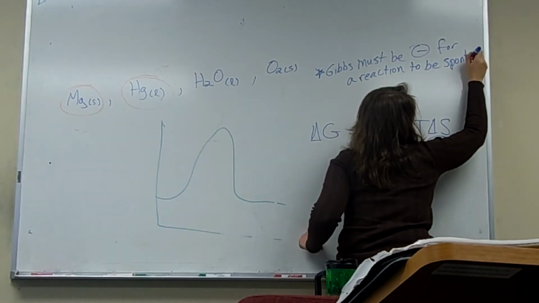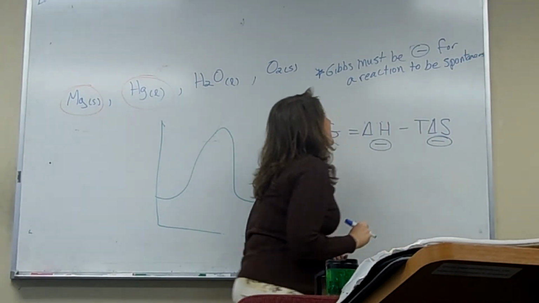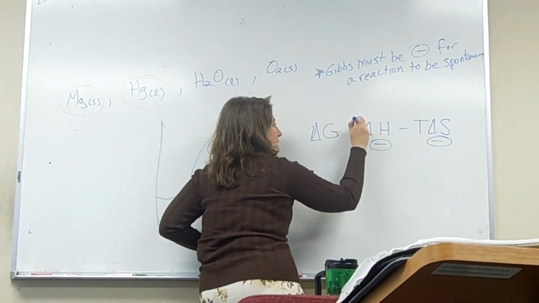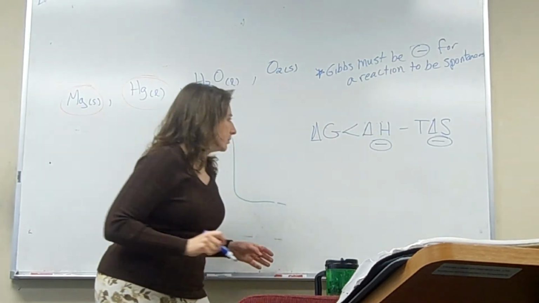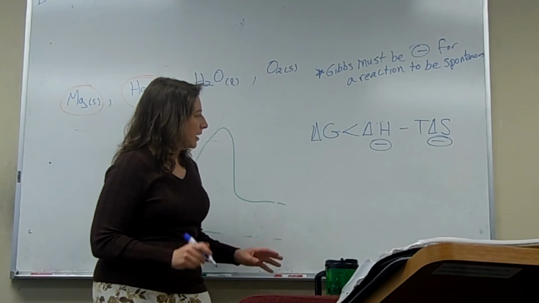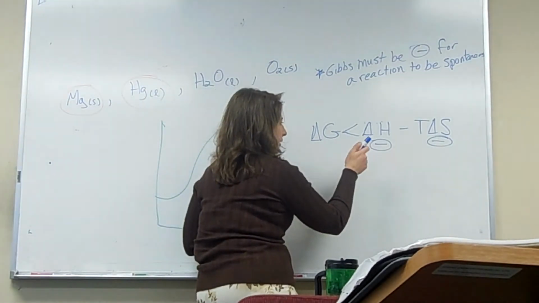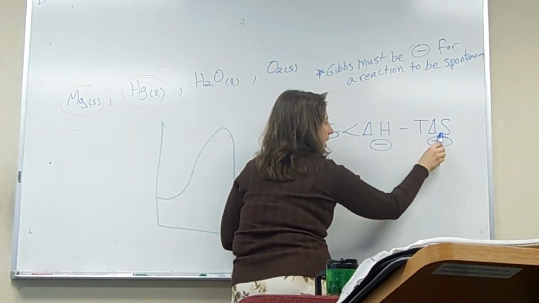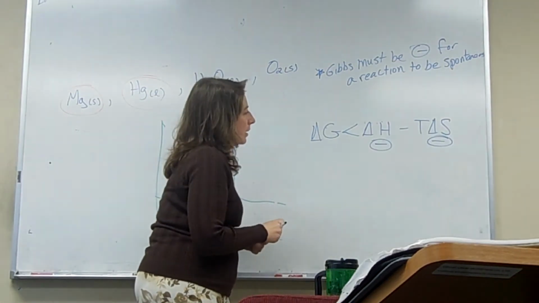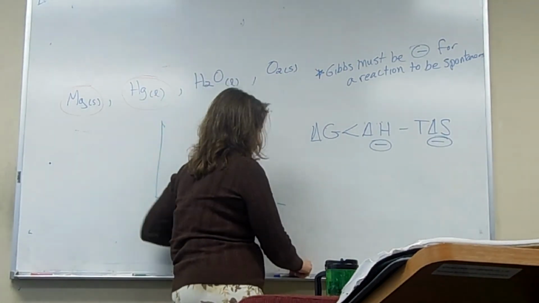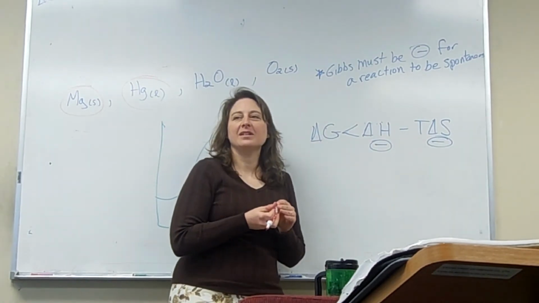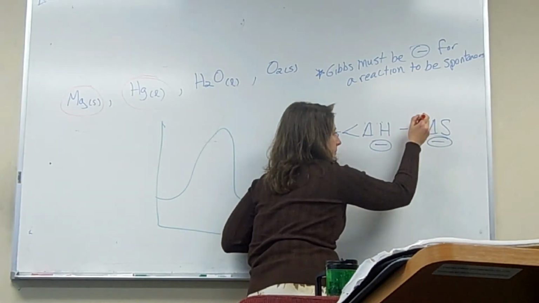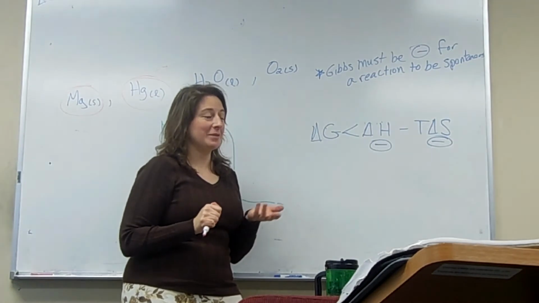Okay, so Gibbs has to be negative, right? Less than 0. So how can I make this work? I want to subtract a big negative, right? How to explain? Anyone have a great idea of how to make this clear? If T was negative, wouldn't that always work? Well, but what does T have to be? Can T ever be negative?